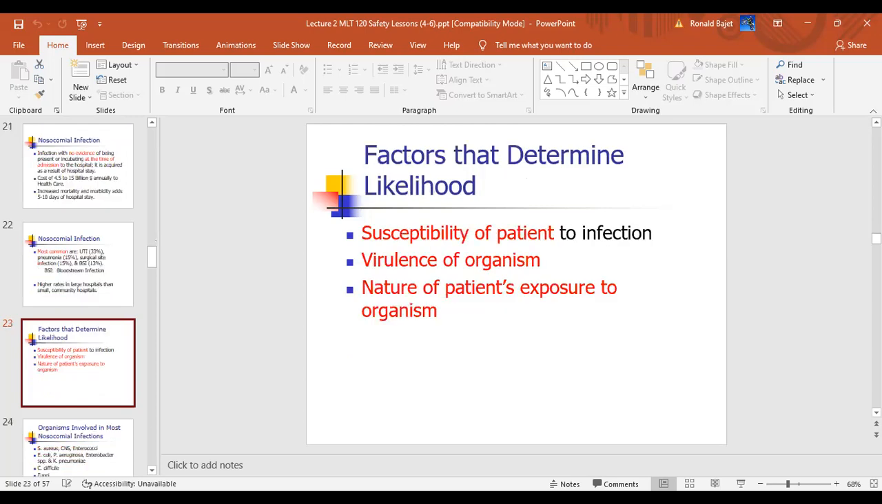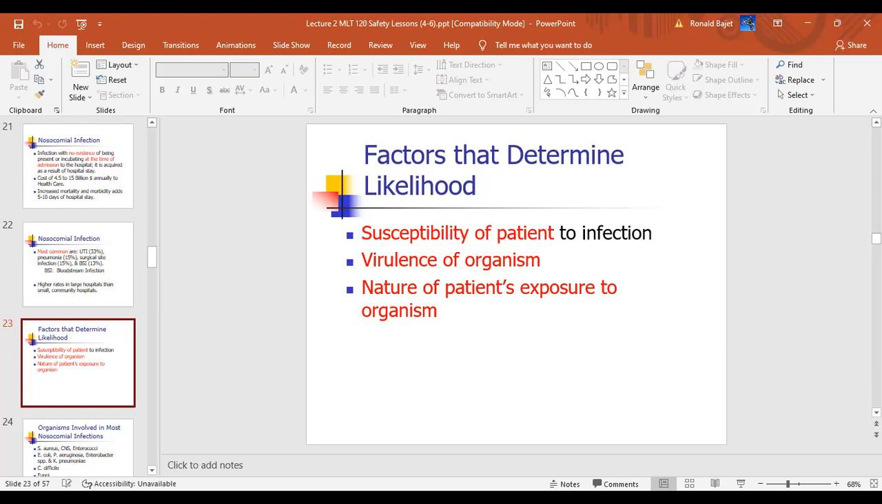Okay, factors that determine likelihood of infection. Susceptibility of the patient to infection. If you're immunocompromised, and those include patients over 80 years old, the elderly, or the newborns, those two categories of patients are susceptible to infection. The newborns haven't developed their immune system yet, and the elderly, their immune system has become weaker.